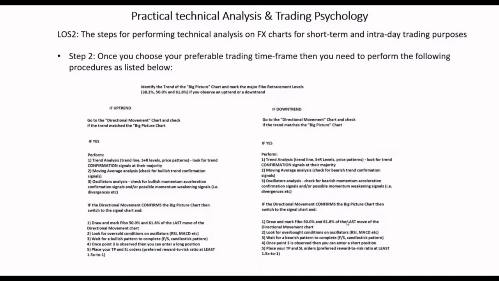Now here we are looking for overbought conditions, not oversold, overbought conditions in the downtrends on oscillators, and then we need to wait for the price pattern to confirm our short trade. And once we see this confirmation, our point number 4, we can take a short position. And again, we need to place our stop loss and take profit orders at a 1.5 to 1 reward to risk ratio.